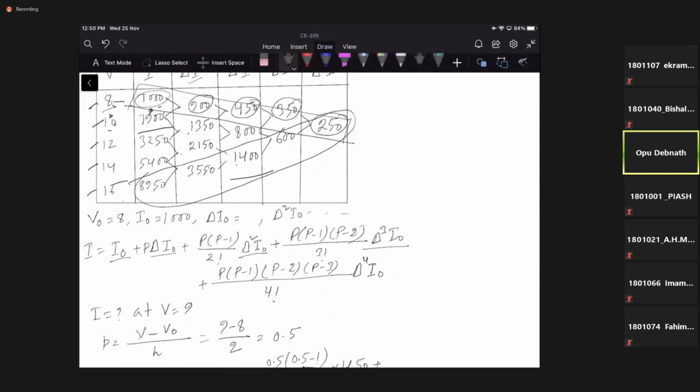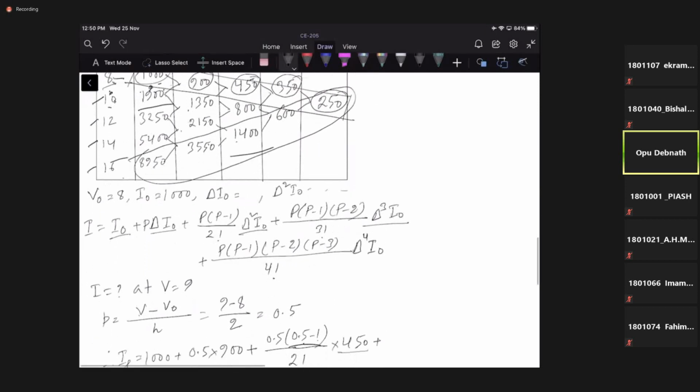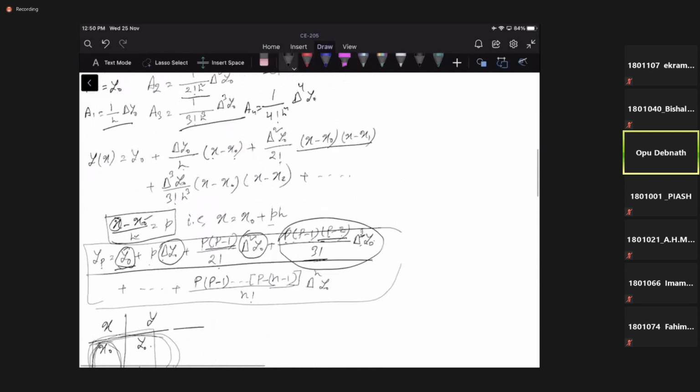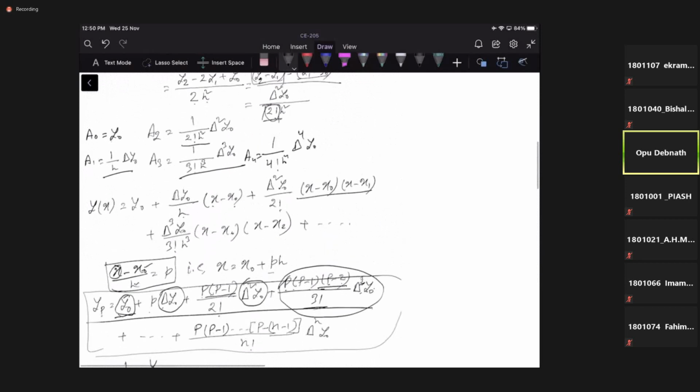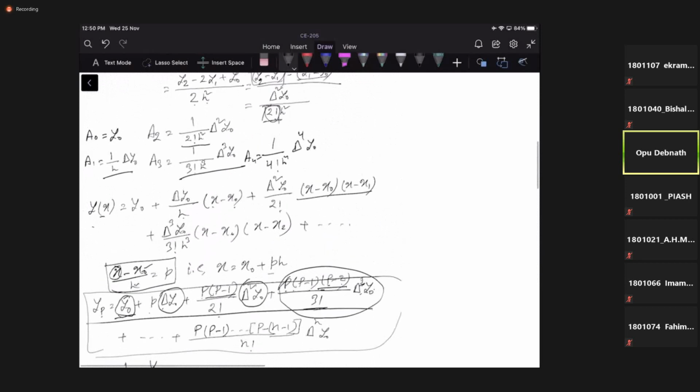Also, we will discuss later how to find the first derivative or second derivative. That means in this equation, look at this. This equation we find corresponding y values. Okay. But if I don't need the y value, I need the values of y prime. That means, what is the first derivative?